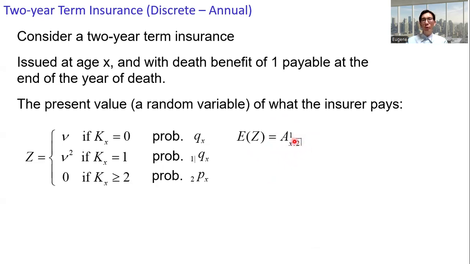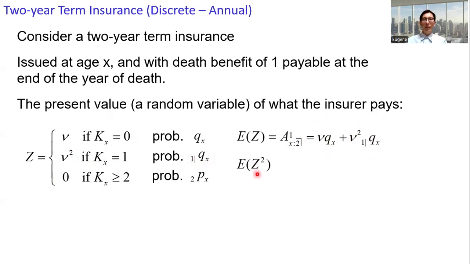Now we have angle 2, which corresponds to this big A, insurance, benefit payable at the end of the year of death, issued to an individual at age x. This angle 2 means a 2-year term insurance. The 1 above the x means the benefit is only payable if the individual dies within this 2-year period. By definition, the expected value of Z is nu times qx plus nu squared times 1 bar qx.